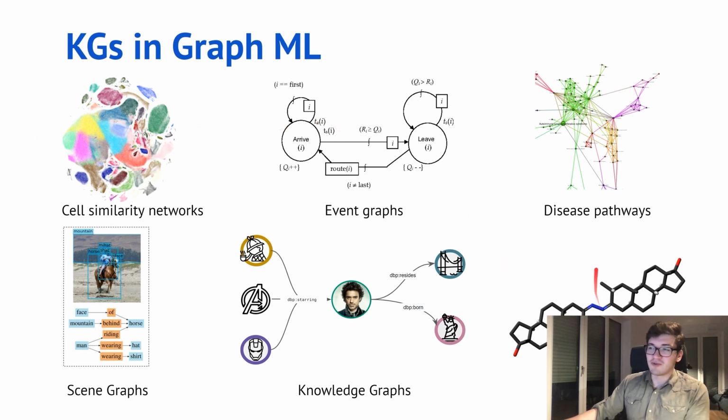There are event graphs, or molecules, or some pathways, and so forth. And they have their own specific parameters, and something makes them unique. And there are also some parameters which make KGs unique, and those we'll be talking about next.